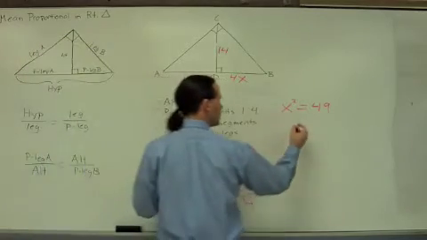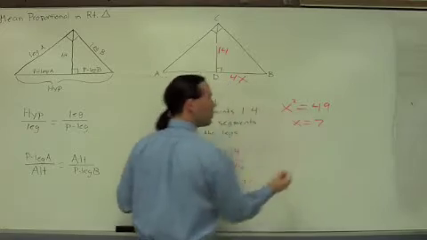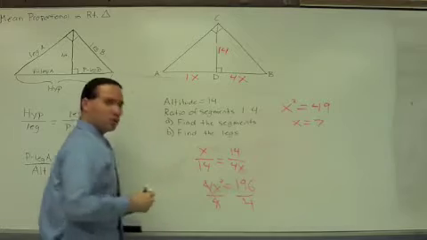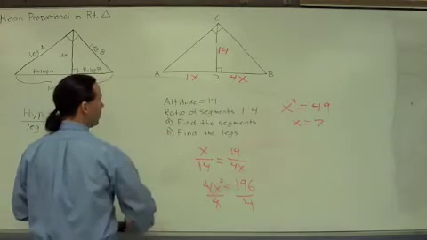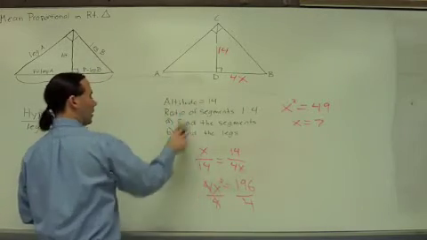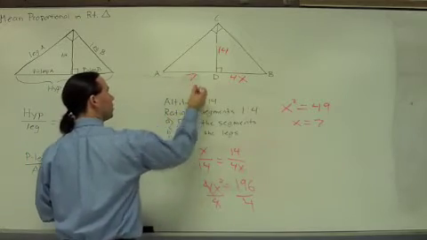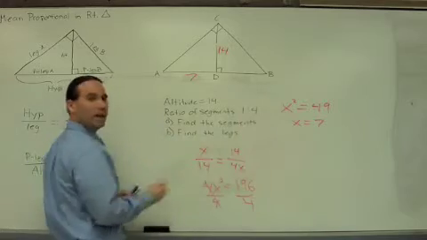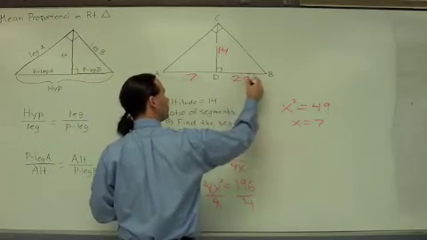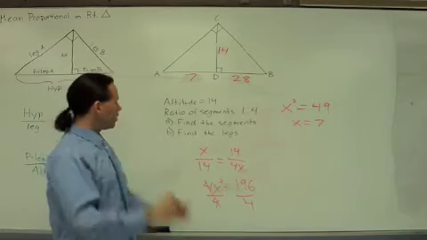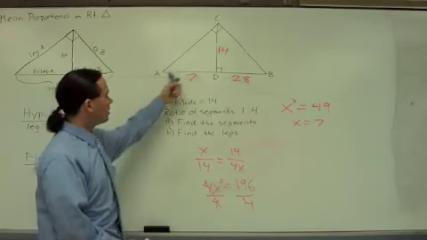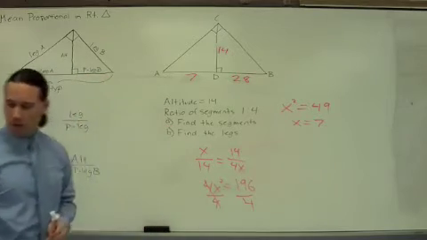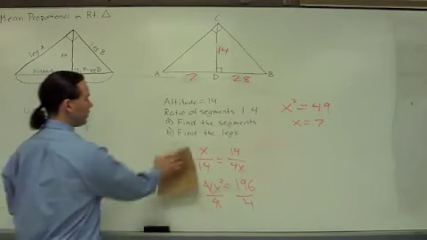All right. So if x is 7, now we go back to our original picture. This is 1x, this is 4x. So now I can update my picture a little bit. Instead of 1x, I can now write 7. And instead of 4x, I can now write 28. So that's part A, find the segments, 7 and 28. Now we have to go to part B. So let me just get rid of a little bit of board space here.